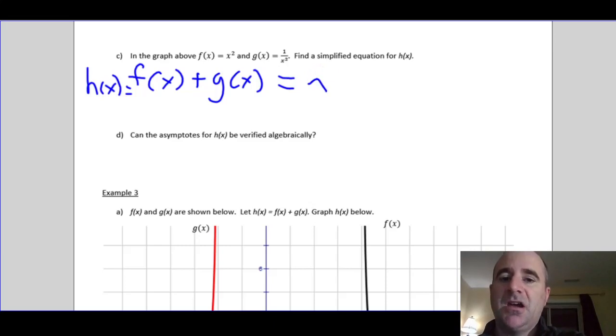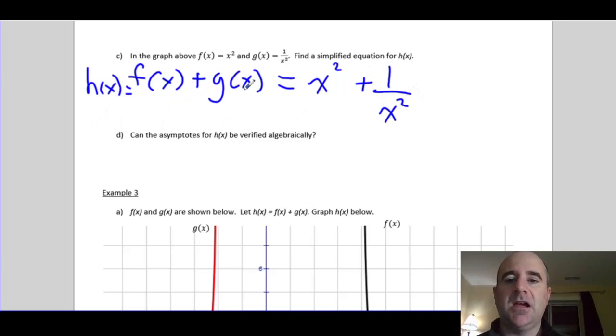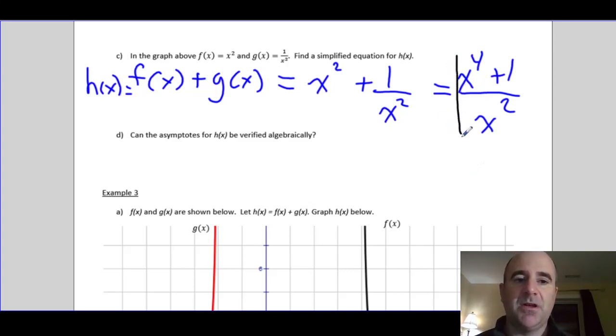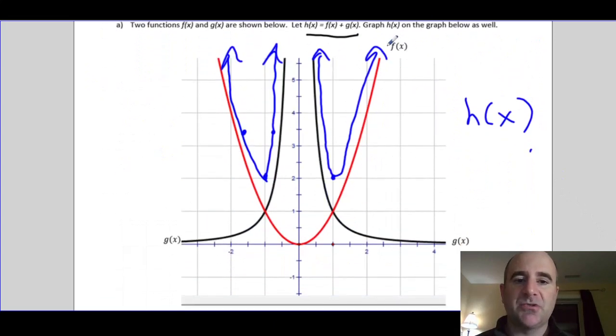So this is really x squared plus 1 over x squared. Okay, f of x, x squared, g of x, 1 over x squared. Find a common denominator. So the common denominator is x squared. Multiply that by x squared, you get x to the power of 4 plus 1 divided by x squared. So that's the equation for h of x: x to the power of 4 plus 1 all divided by x squared. And we can think of that as the sum of y equals x squared, the red graph, plus 1 over x squared, which is the black graph.